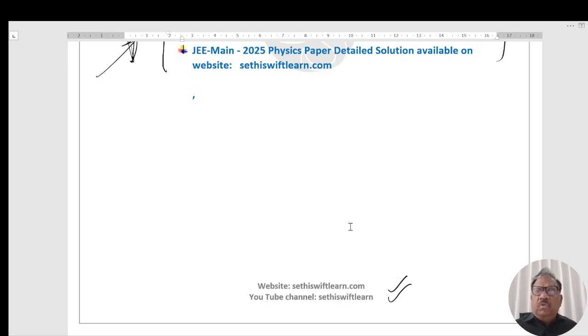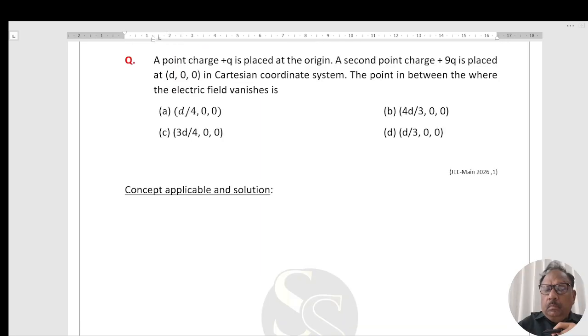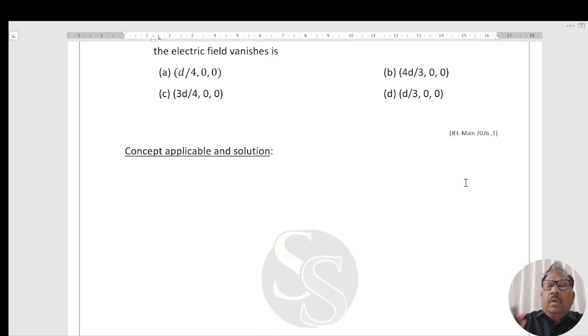Now let's start with the question and concept. Question is, a point charge +q is placed at the origin. A second point charge ±q is placed at (d, 0, 0) in the Cartesian coordinate system. Find the point in between where the electric field vanishes.